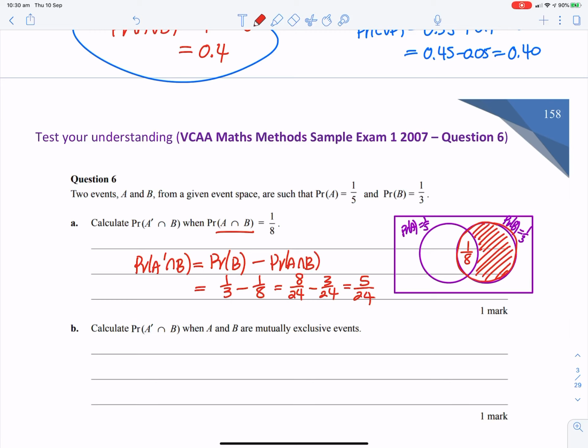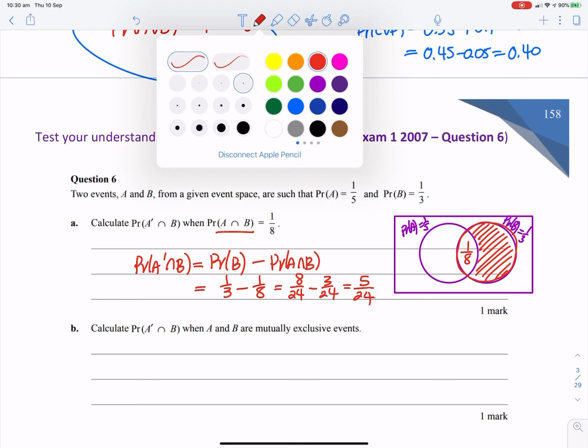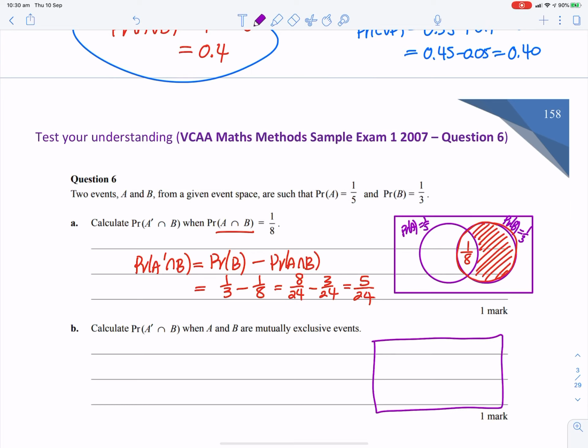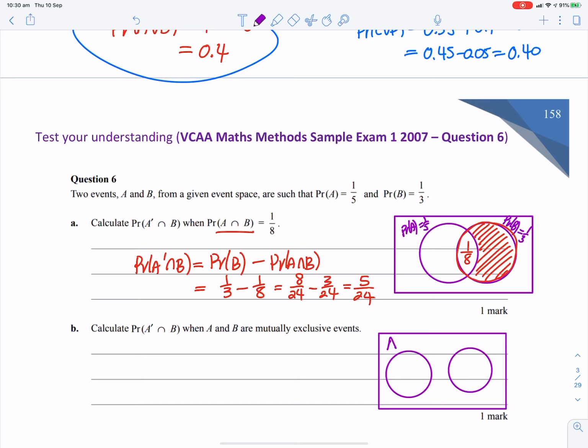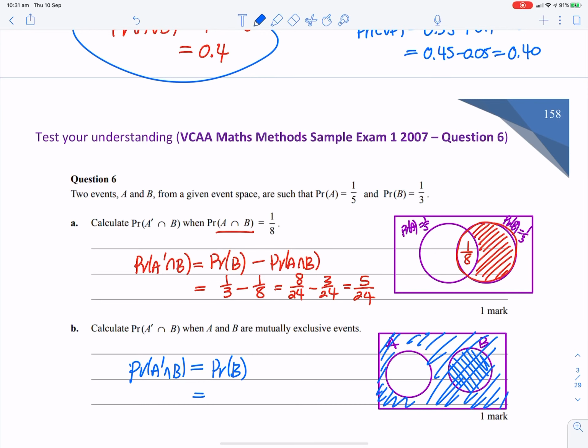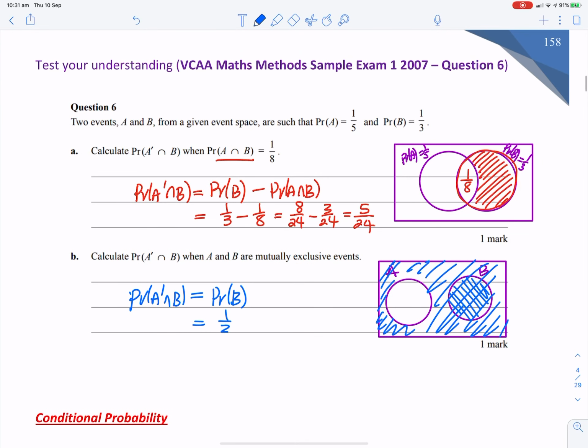The next question says, calculate the probability of A naught intersects B when they're mutually exclusive. So knowing what mutually exclusive means, well, we know they don't intersect. So if there's A, there's B. A naught is everything that's not in A. Where does that intersect B? Well, in this case, it's just the probability of B when they're mutually exclusive, which means it's just 1/3. So that one's nice and easy.